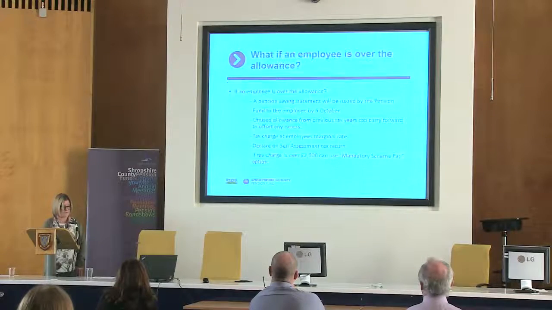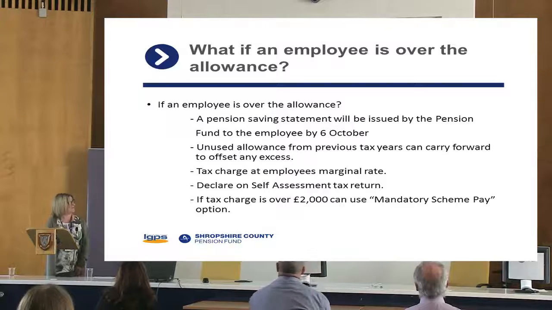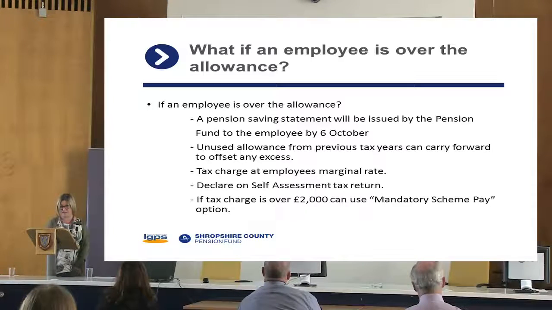So, what if one of your employees is over the allowance? Well, what we have to do is send a pension savings statement to the members by the 6th of October. So this is why we need the information on time as well, because we have to meet deadlines. That statement includes the amount of growth that person's benefits have increased in the year, and it also includes the previous 3 years. If the individual has any unused annual allowance from the previous 3 years, hence why we put it in the pension statement, they can offset some or all of the excess so they don't get a tax charge.